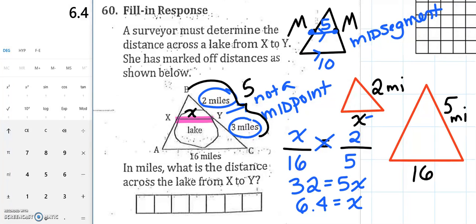So x is approximately 6.4. I said 5, but it's 4. 6.4 miles. That's approximately what it is.